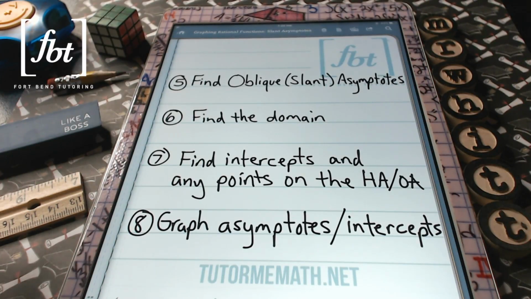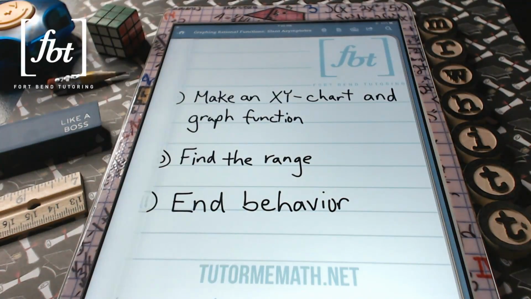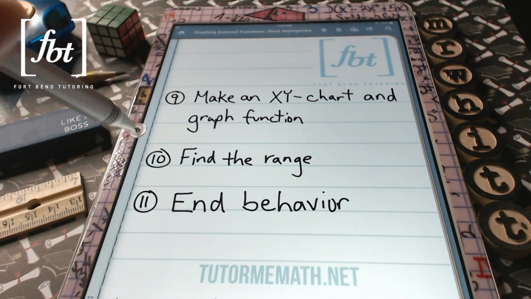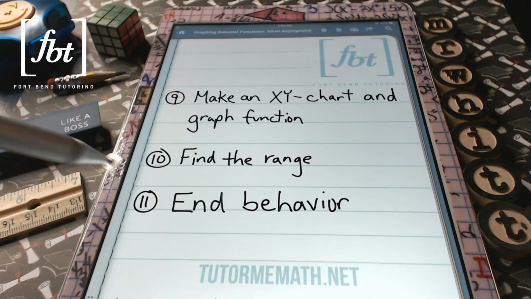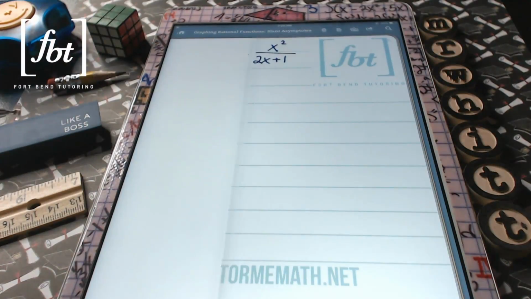For number 8, you'll be graphing your asymptotes and intercepts. For number 9, we'll be making an XY chart and graphing the function. Finding the range is number 10. And finally, because of your great interaction, we have added for you the end behavior of the rational function. So we'll be doing quite a bit with each and every problem we have in this video.